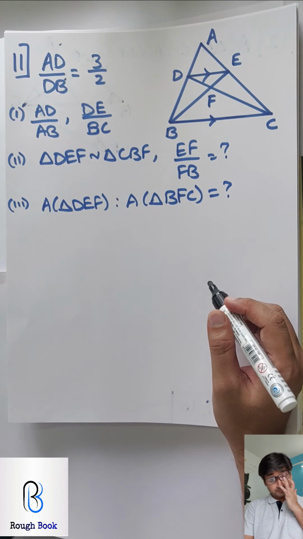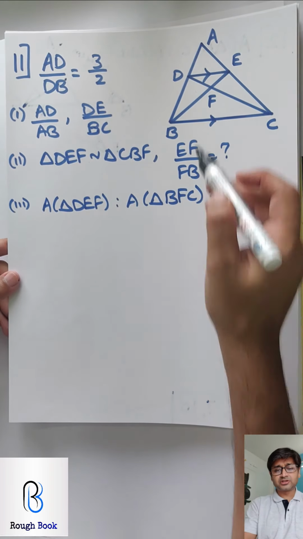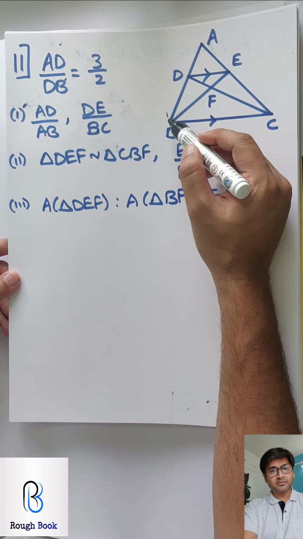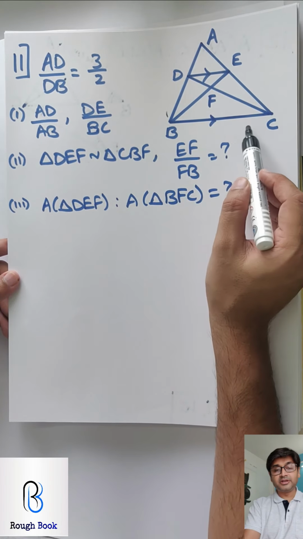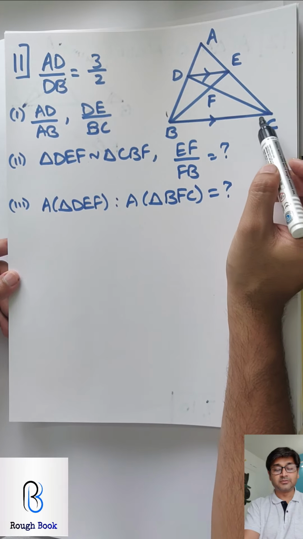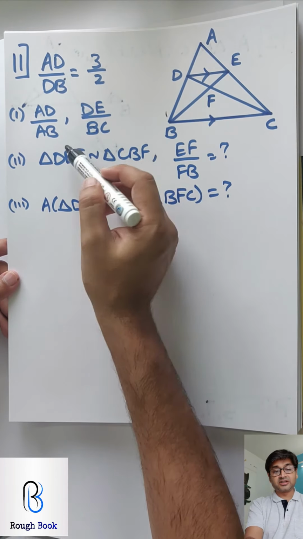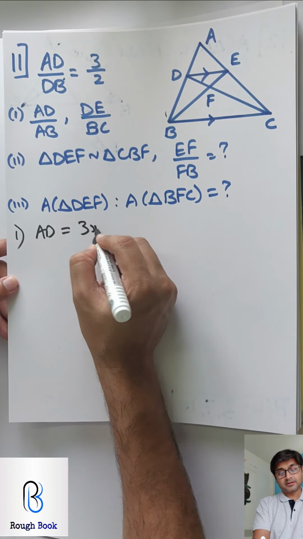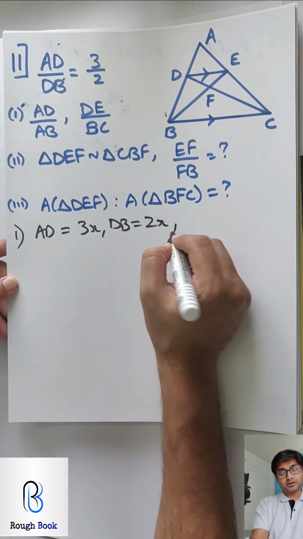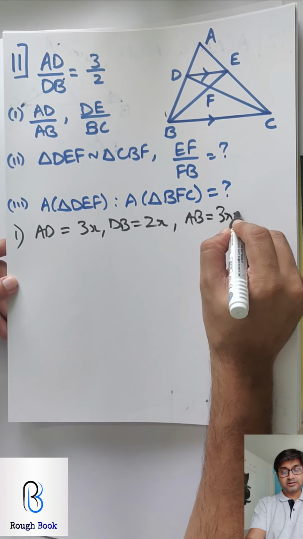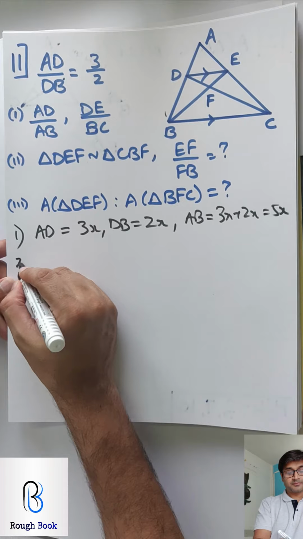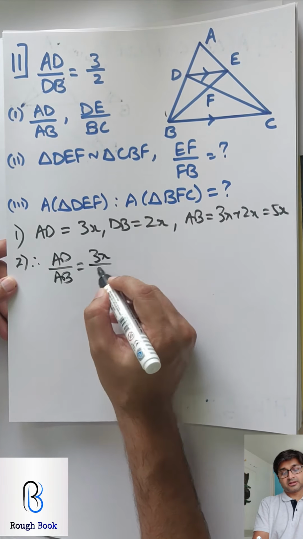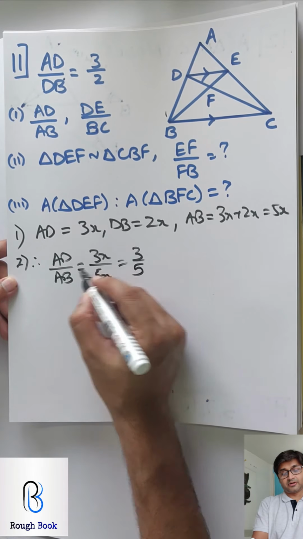Sum number 11. It's a good question. AD upon DB 3 by 2. What will be AD upon AB? 3 by 5. X method. DE upon BC 3 by 5 by proving the two triangles similar, CSST. So let's reach at least these two parts quickly. Very simple this is. So I will say AD 3x, DB 2x. So AB 3 plus 2, 5x. Now that I have got AB, I can directly write AD upon AB, 3x upon 5x, 3 upon 5.